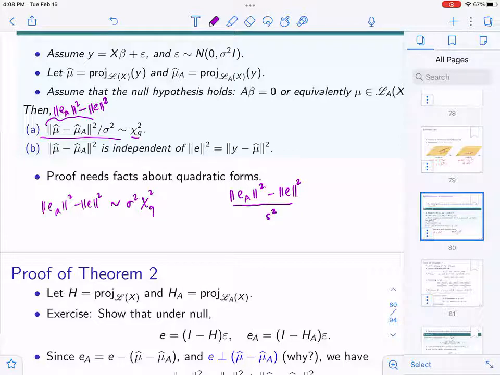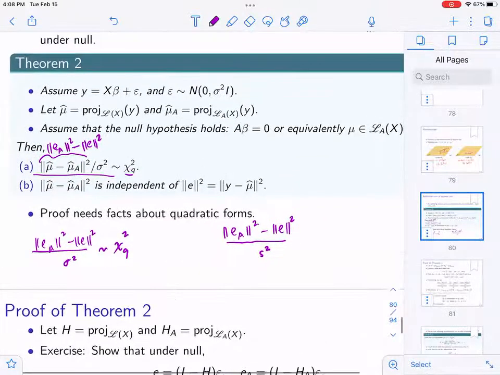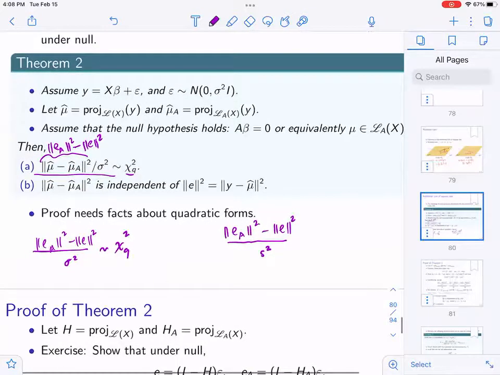So in general, if I divide it by sigma squared, you can see this is the same way that we wrote this. Divided by sigma squared, it has a distribution that does not depend on unknown parameters. So q is the number of independent constraints. I know q. So instead of sigma squared, I'm going to replace it with s squared, which is our unbiased estimator of sigma squared.